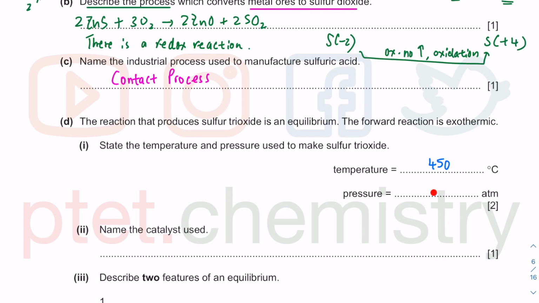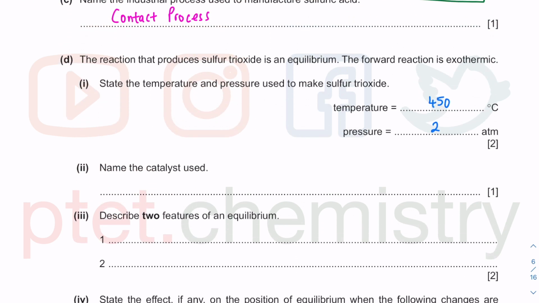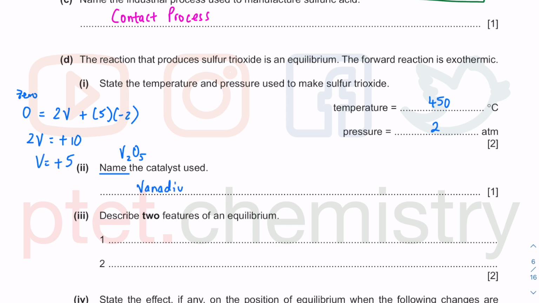The thing about the contact process is the pressure is not as high as the Haber process. This is around 1 to 2 atm, so usually we just use 2 atm pressure. Naming the catalyst, we know it's V2O5. The whole compound has 0 oxidation number. There are 2 vanadium and 5 oxygen. Each oxygen has a -2 oxidation number, so 2 vanadium is +10. Vanadium is +5. This is what they call vanadium(V) oxide. Use a Roman numeral to represent the oxidation number of the transition metal when they form a compound.